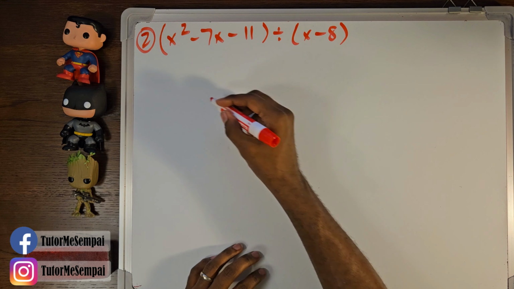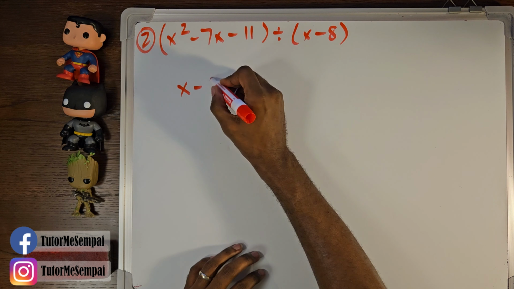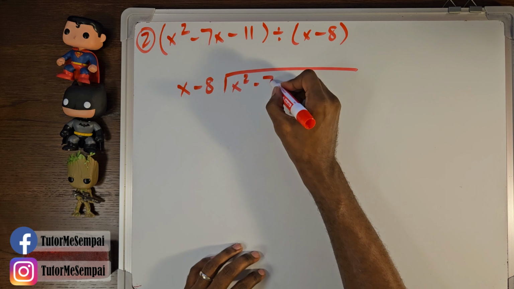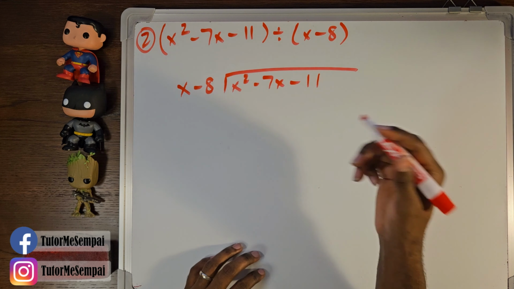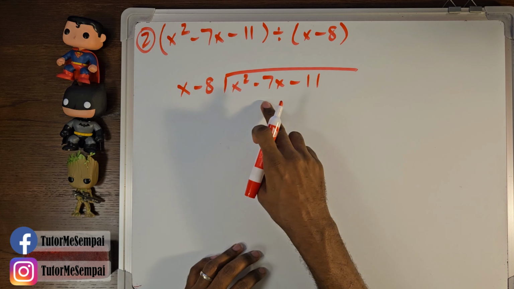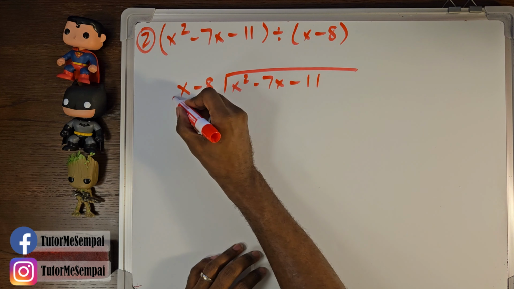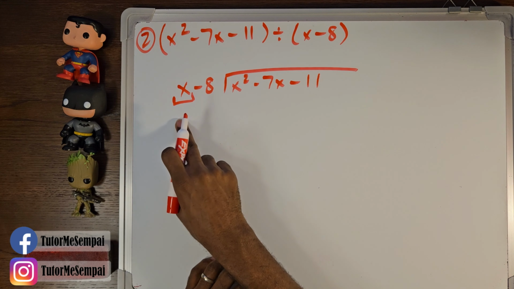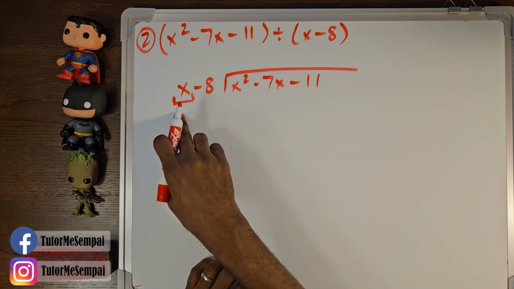We're going to take our divisor, put it up front. So we have an x minus 8. We put our little house here. We have x squared minus 7x minus 11. And notice that we're not missing anything, so we don't have any placeholders. Next, we're going to focus on our x. Once again, whatever's in front, this may not be x. It might be something more. But in this case, it's an x.